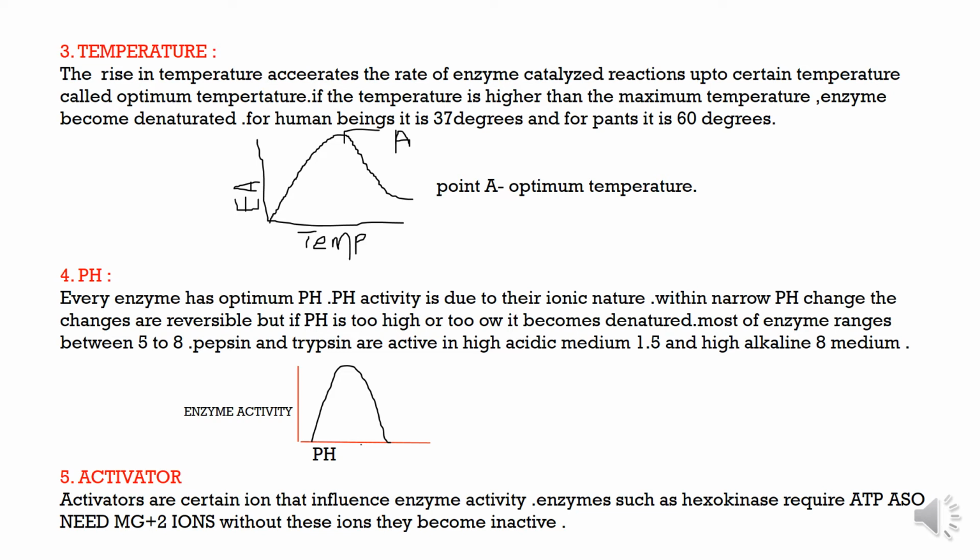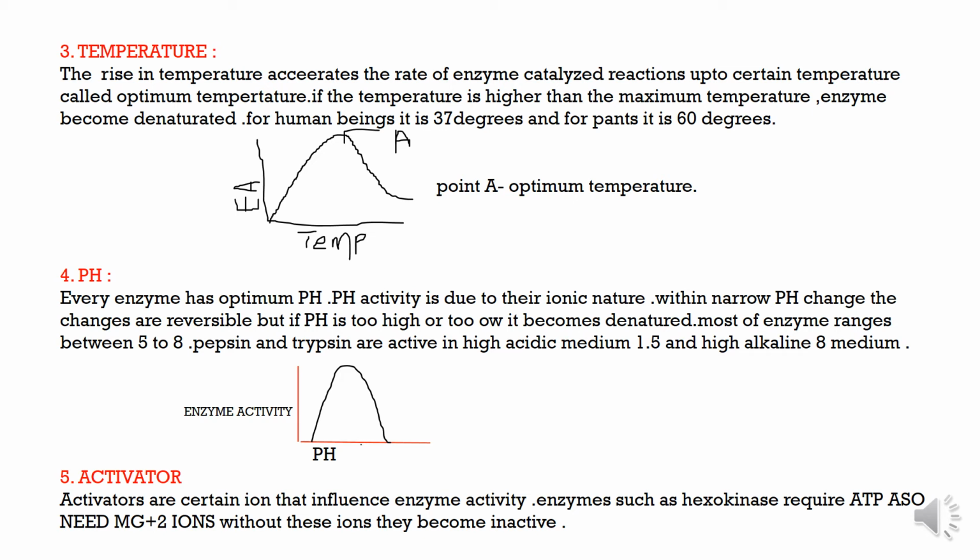pH. Every enzyme has an optimum pH, like optimum temperature. The pH activity is due to the ionic nature. Within a narrow pH change, the changes are reversible, but if pH is too high or too low, the enzyme becomes denatured. Most enzymes range between 5 to 8. Pepsin and trypsin are active in highly acidic medium, 1.5, and highly alkaline medium, 8.